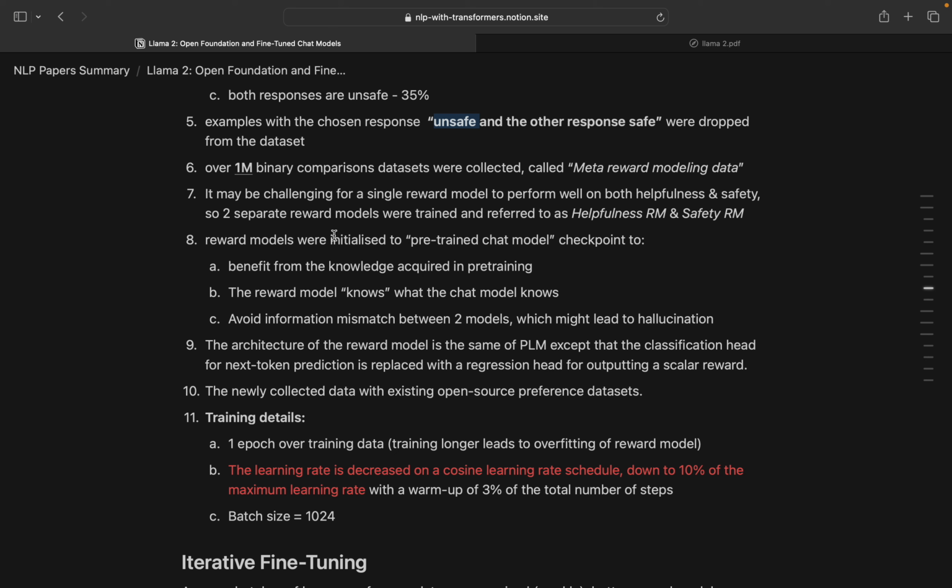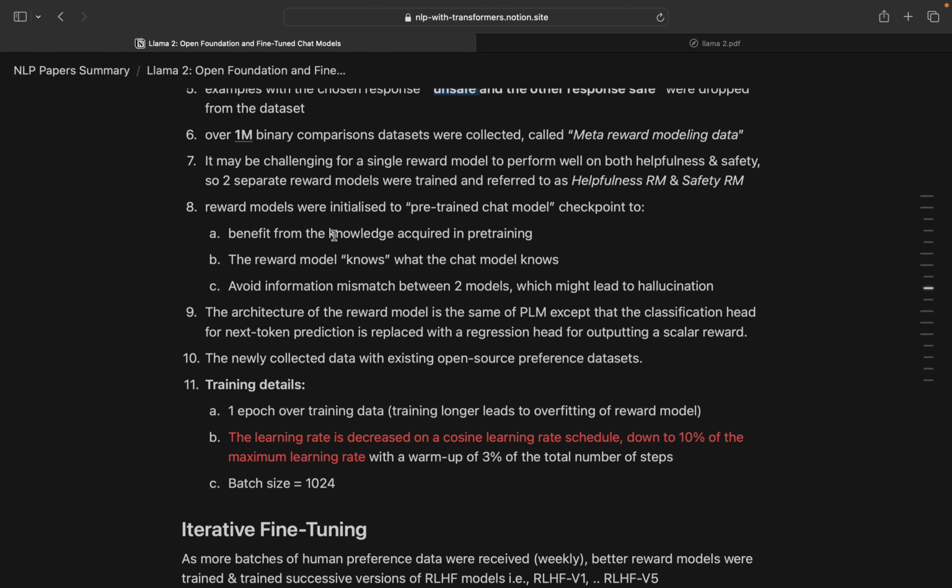So they mentioned that it could be challenging for a single reward model to understand both helpfulness and safety. That's why they have trained 2 separate reward models, one for safety and one for helpfulness. For a single model, it may be challenging to make a trade-off between these 2, and that's the reason they have taken the help of 2 reward models. What we expect from the reward model is that, given a prompt and 2 answers, it has to act like a classifier saying, hey, I will choose this response because it is helpful and safe in nature, and I'm going to reject this. This is what ideally we expect from the reward models.